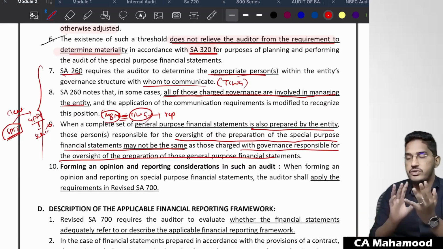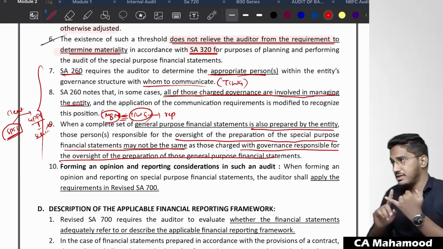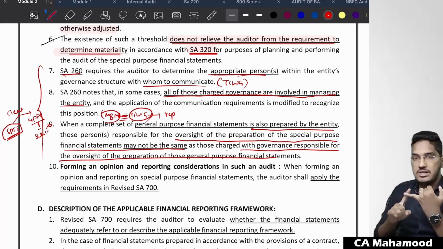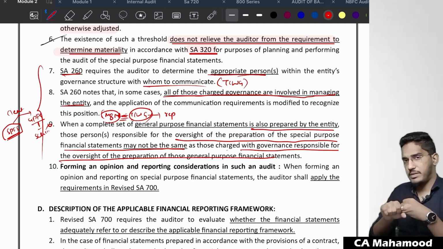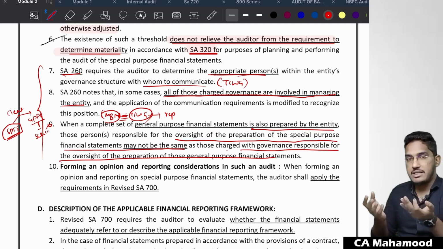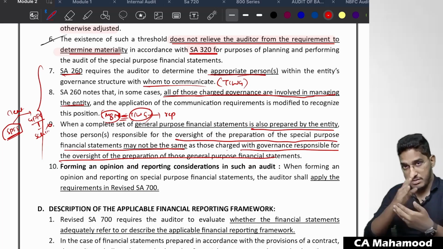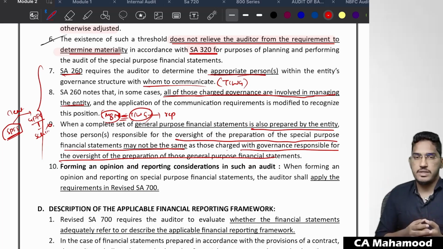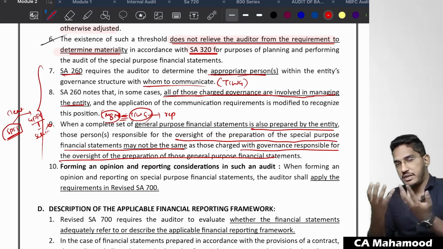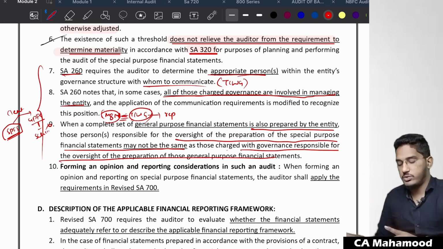So what do they say? First, you have to determine who are the appropriate persons in the organization who fall under the definition of those charged with governance. Sometimes management and those charged with governance, both the roles are played by the same category of persons. Then you need to make some modifications to your reporting requirements. And in case the client is preparing general purpose financial statements also in addition to special purpose financial statements, the persons who are preparing the 2 sets of financial statements may be different, may be same. This is what regarding 260.